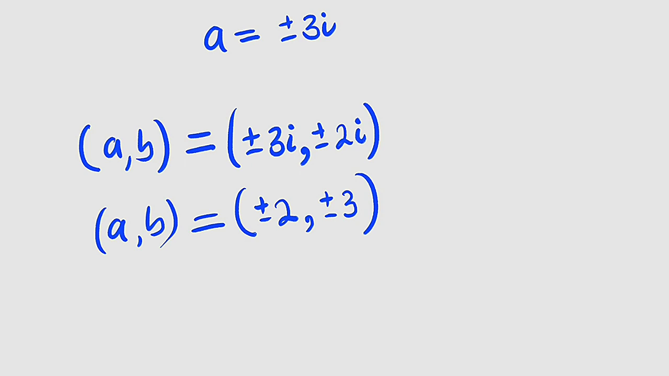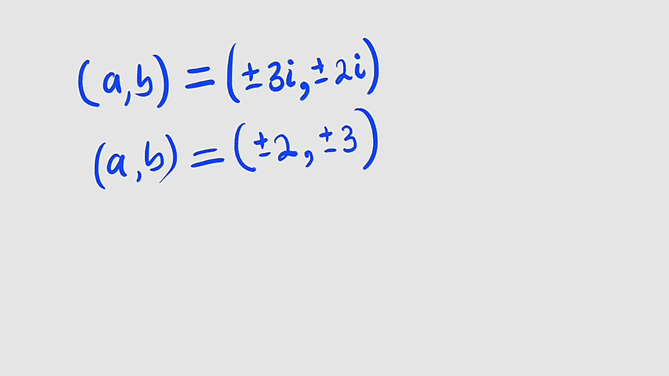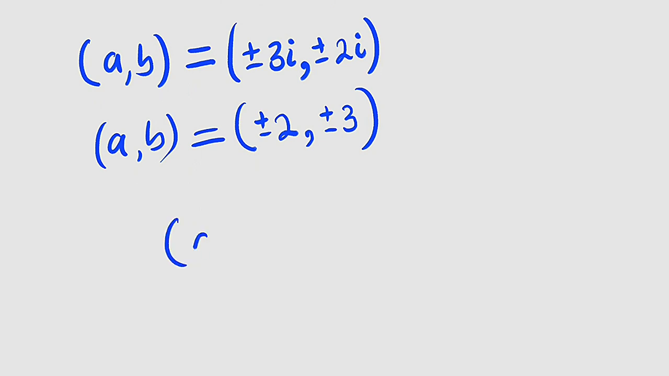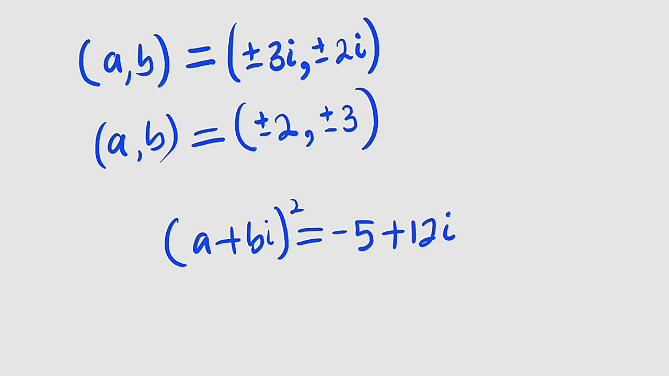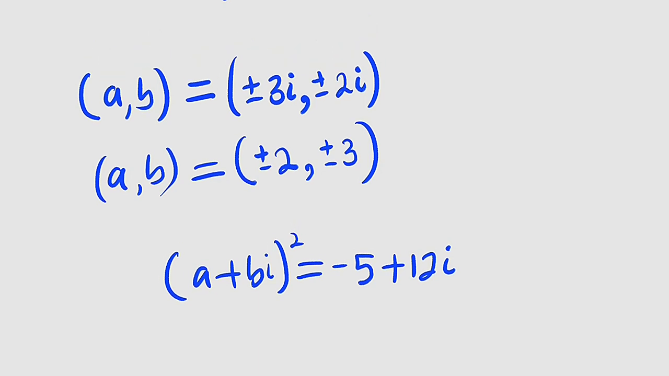But remember, we have to test in the main equation. But I'm giving you that as an assignment. Remember, the equation was (a + bi) squared equal to -5 + 12i. So you can test the first group. When a is 3i, b is 2i, plug them here to see whether you're going to get this. And test for -3i, -2i again. Then you come to the second group and test as well.